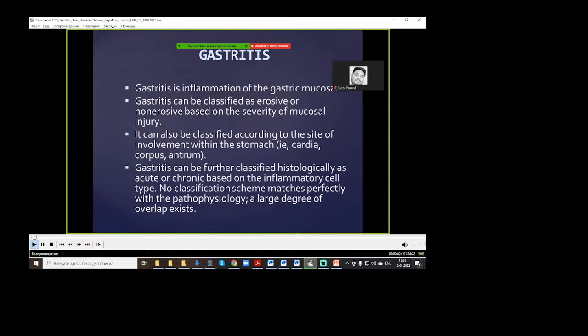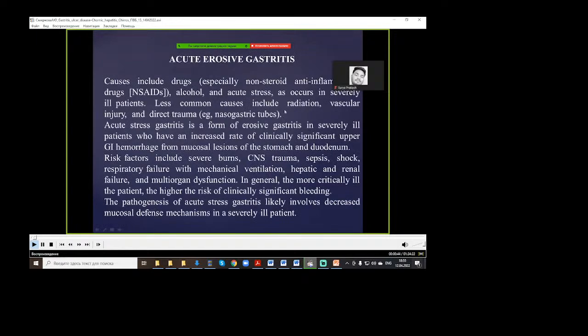For the first, we will talk about acute gastritis, acute erosive gastritis. Causes are drugs, especially non-steroid anti-inflammatory drugs, alcohol, acute stress, as occurs in severely ill patients. Less common causes include radiation, vascular injury, or direct trauma.